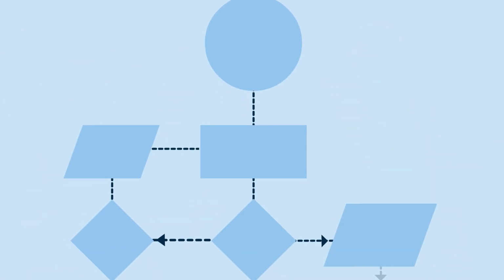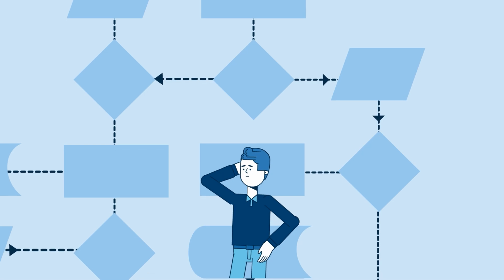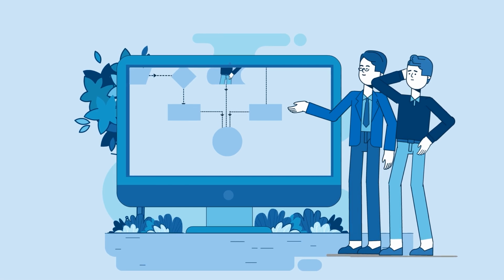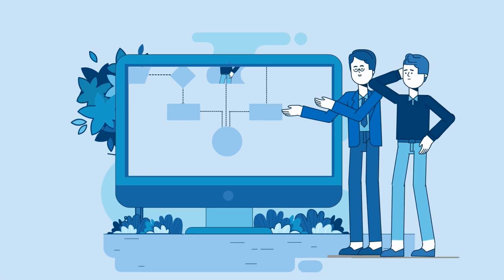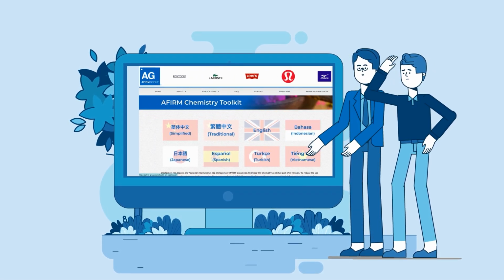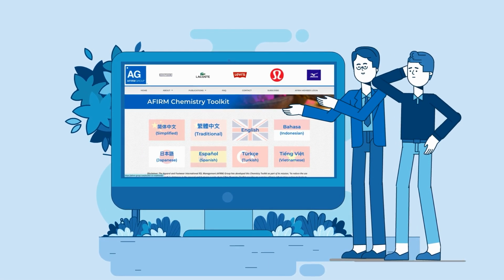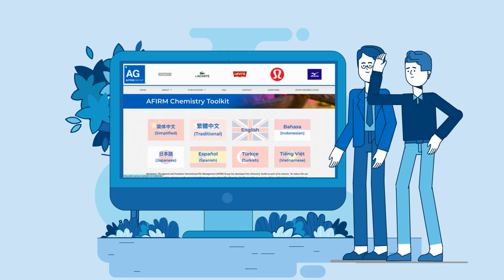Finding the true source of the failure can get complicated, but this step needs to be done carefully so that we identify the true root cause. Simply retesting the material does not help to find the true root cause. You can find additional information on root cause analysis and failure examples in the AFIRM Chemistry Toolkit.